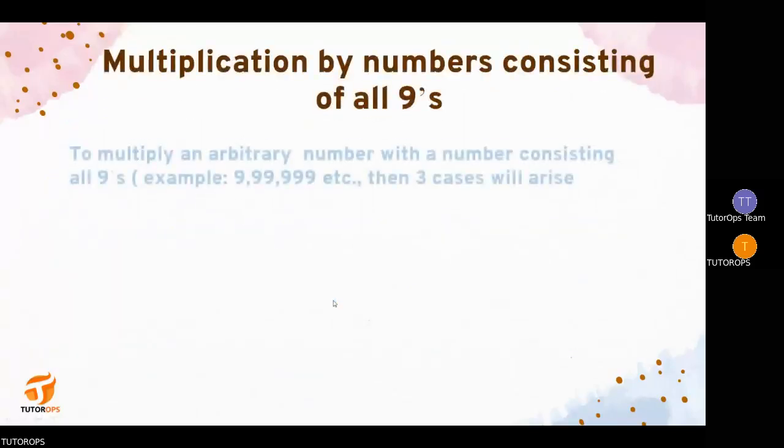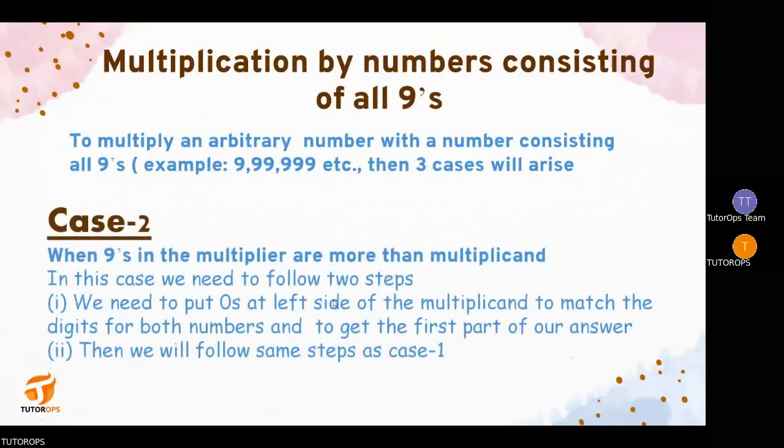Now, case 2. Case 2 is when nines in the multiplier are more than the digits in the multiplicand. So the arbitrary number has fewer digits than the other number. In this case, we need to put 0 on the left side of the multiplicand to match the digits of both numbers. So I need to put a 0. Then we will follow the same steps as case 1.